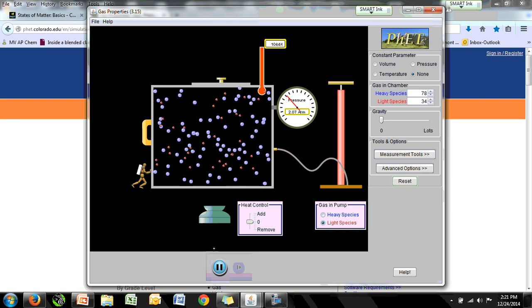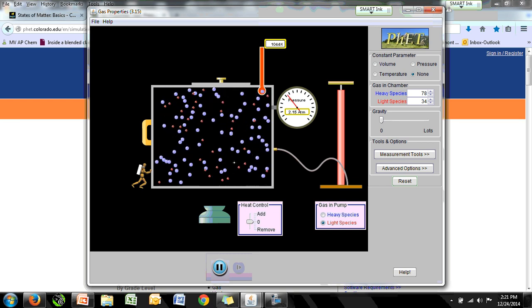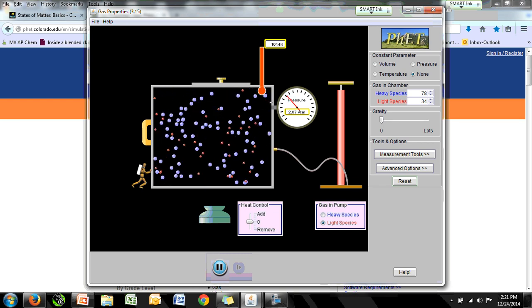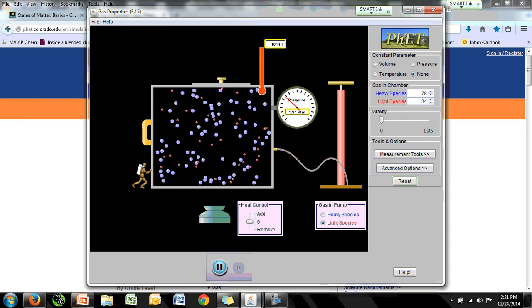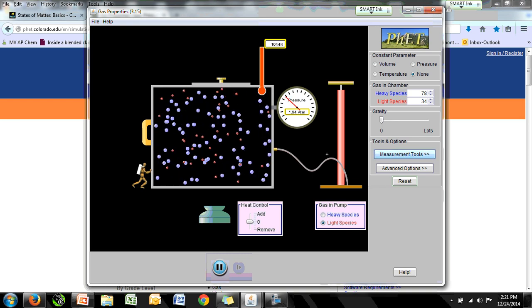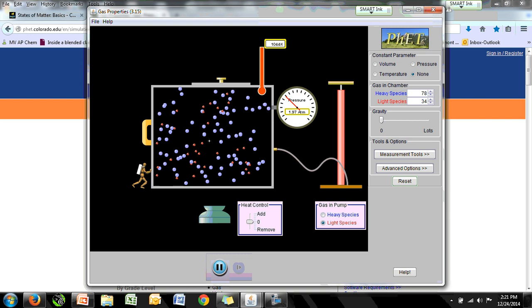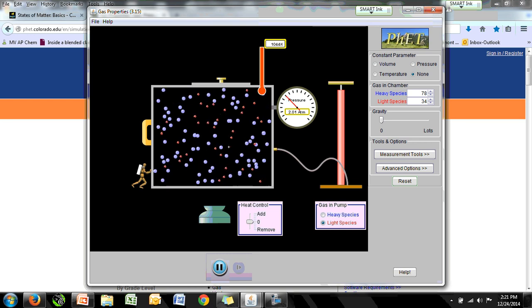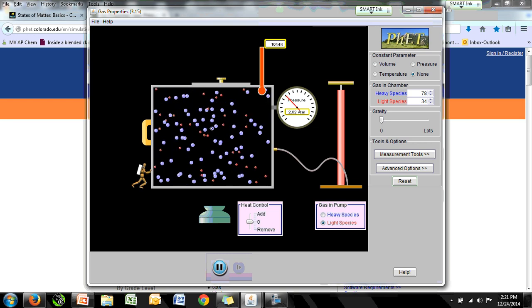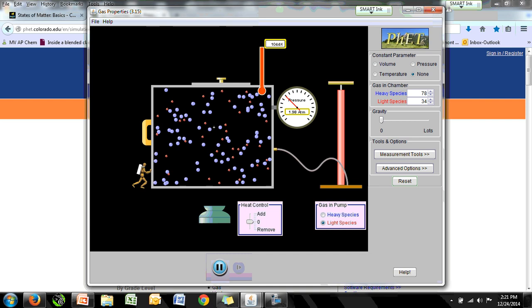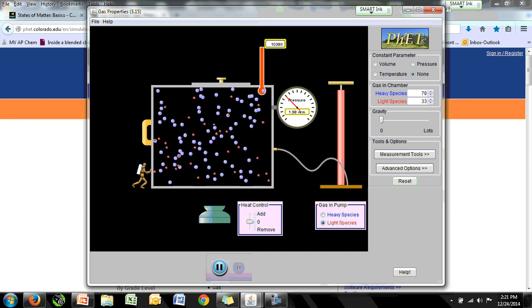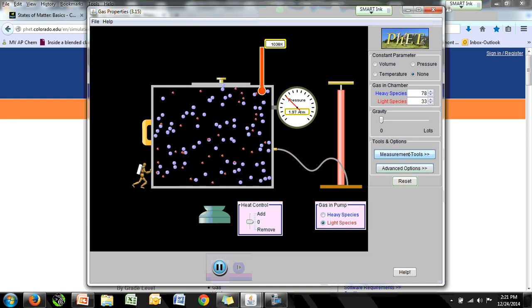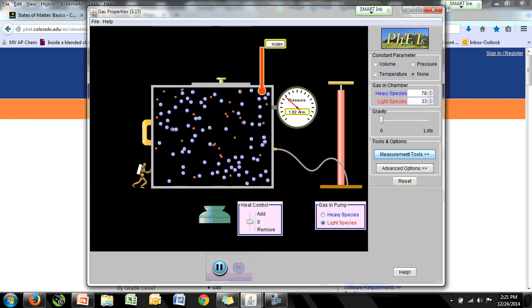And if we add the heat, both particles will start moving faster and the pressure will increase. Now guys, let's look at some of the average speeds. What do you predict? At the same temperature, do you think the blue and the red particles are moving at the same average speed? No. The smaller, or the red, particles are moving faster.